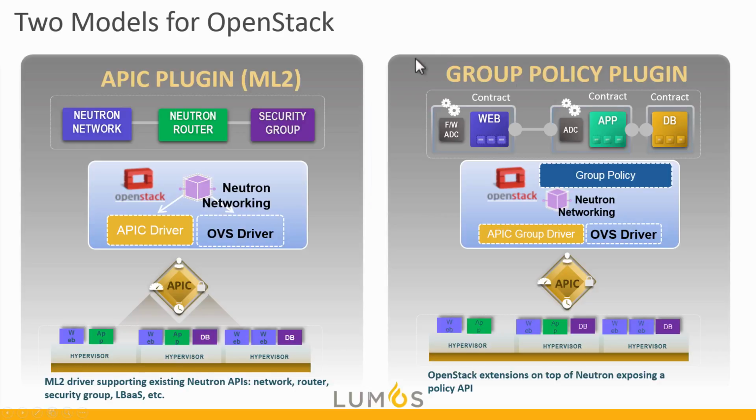So with group-based policy, all the contract enforcement is done by the leaf switches, either the iLeaf, which is the physical leaf switch, or the vLeaf, which is that virtual switch.